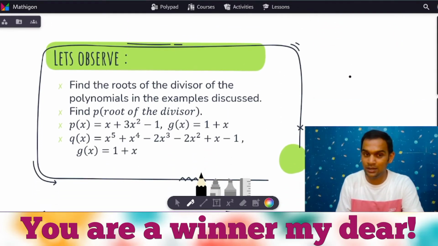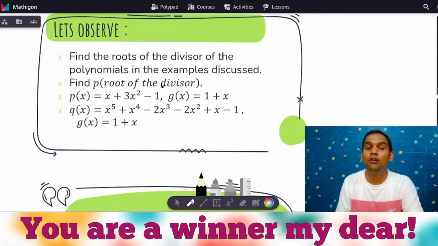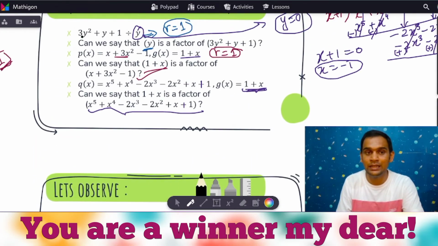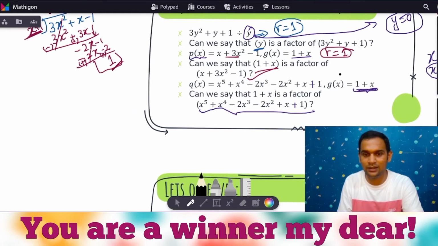Let's understand what it means to find p of the root of the divisor. Here we have this polynomial, the dividend, which we generally represent by p of x or q of x. What is being asked is that we have to find the value of the polynomial at x equals minus 1, because minus 1 is the root of the divisor. Let's try to understand that.